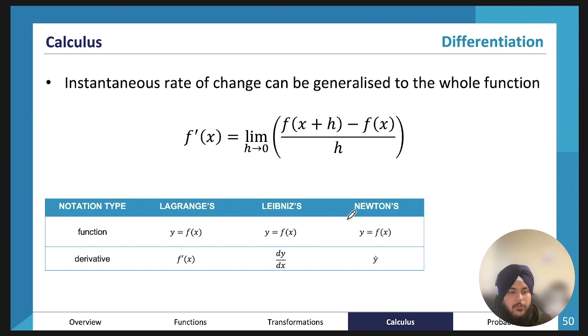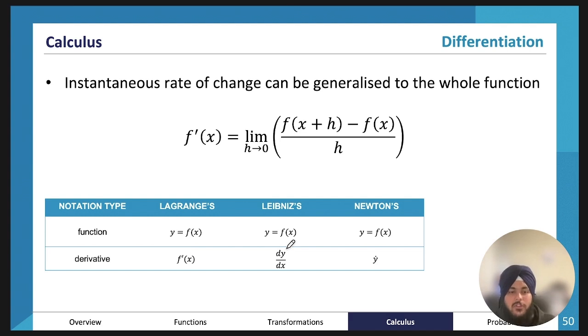Okay, so now we're going to be looking at the different types of notations of derivatives. So first we have just the normal Lagrange's notation, which is just y equals f of x, and the derivative being f dash x. So pretty straightforward. You're going to see this 99% of the time. Other times you can also see Leibniz's notation, which is y equals f of x, and then dy on dx gives you the derivative. So as opposed to f dash x, it's going to be dy on dx.